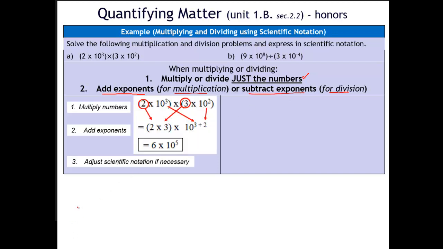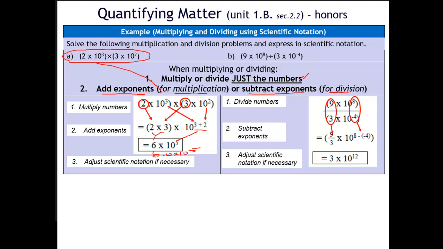So let's take a look at problem number 1 right here, problem A. In this problem, I'm going to multiply 2 and 3. I'm going to put those two together, and it's going to get me 6. Easy. But the exponents for the tens place, I'm going to add because I'm multiplying, and that'll give me 10 to the 5th. In this case, I don't really need to adjust for scientific notation because it's already there. It's 6, right? You can write 6.0 times 10 to the 5th if you like, but it's okay.